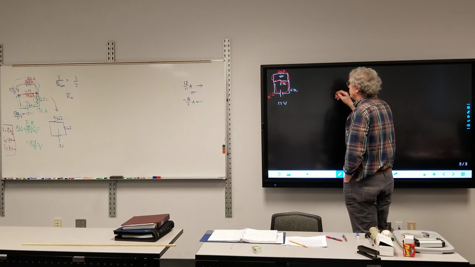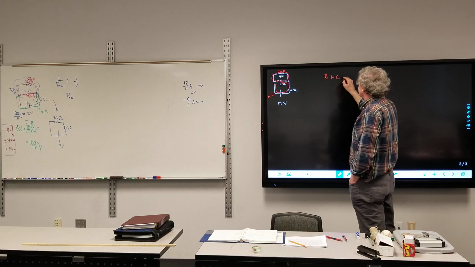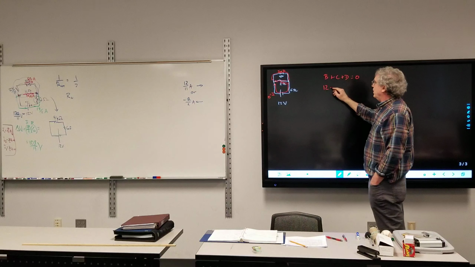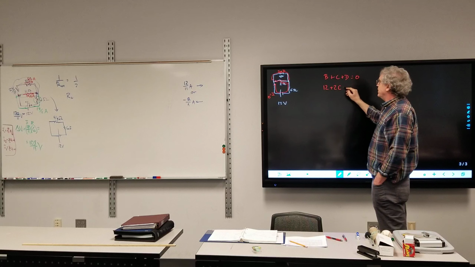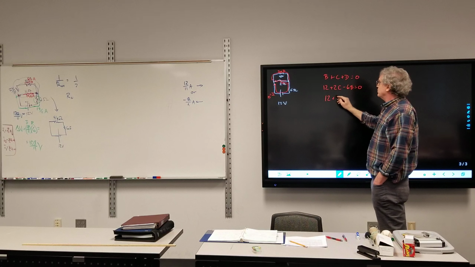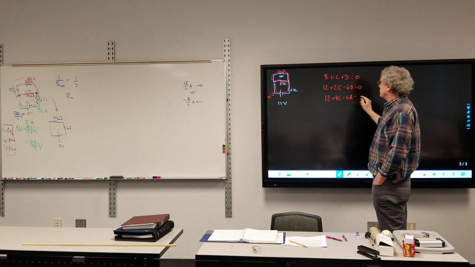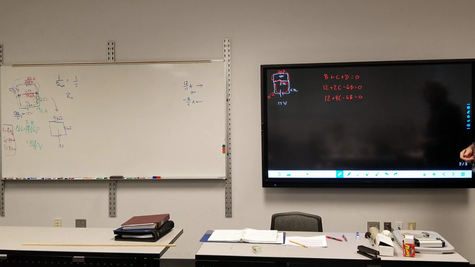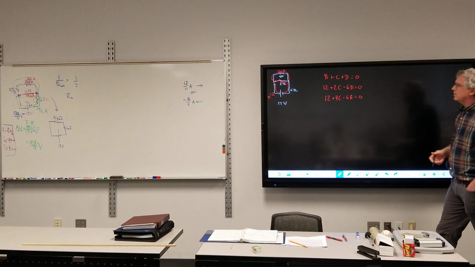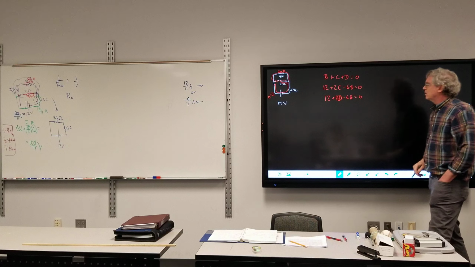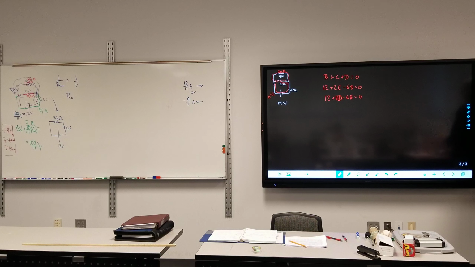So the three equations would be B plus C plus D equals 0. Then we had 12 plus 2C minus 6B equals 0. And 12 plus 4D minus 6B equals 0. Those should be the same equations we had before, so that's 4D. This should be a D. So if you put it back in the I1, I2, I3 for B, C, and D respectively, we should have what we have written before.